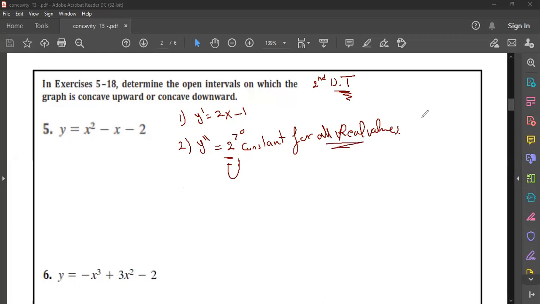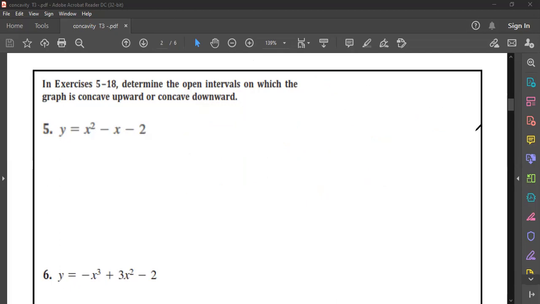On which interval? All real numbers, from negative infinity to infinity. So the function f is concave upward on all of the real numbers, on negative infinity to infinity. I think it's so trivial. I use the second derivative to identify the interval on which the curve of the function is concave upward or concave downward. Let's solve the next problem.